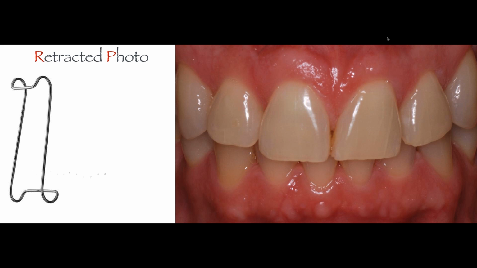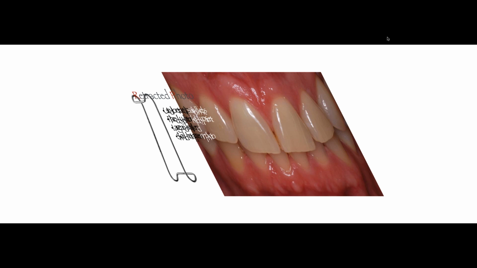This is a retracted photo. So now you know the difference between the previous photo and this photo. The previous photo, lips non-retracted. This photo, lips are retracted using these retractors, and now you can see that there are no lips involved. They're used to retract lips and cheeks. They're placed by the doctor but held by the patient, and we will show you in this presentation how to get that done.